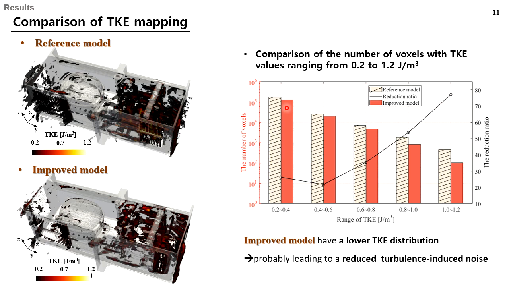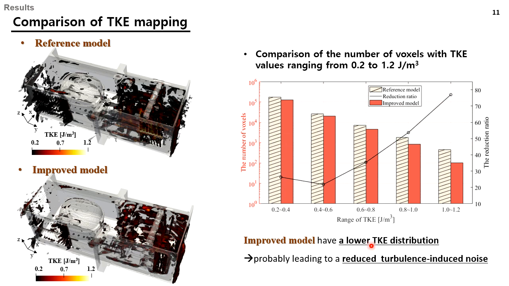And next is the TKE mapping result. As you can see, the reference model, especially at the downstream of the two-stage inlet and the left side of the condenser, showed relatively high TKE. In the improved model, we can see that the area with high TKE is reduced a lot.